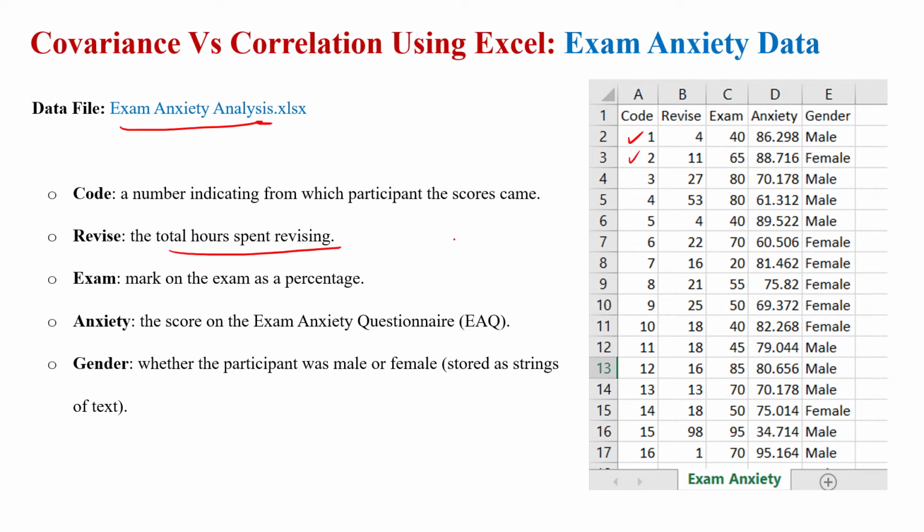Okay, that is basically in hours, whereas exam is indicating the exam percentage score, or you can say exam performance, whereas anxiety is basically the answer in the anxiety questionnaire, that is, if there is 80% anxiety, what's the exam performance, and so on. And we also have the gender. Now we want to find out the correlation as well as the covariance between the exam performance and the anxiety. So let's do that with Excel first, and then later we will discuss it in R.